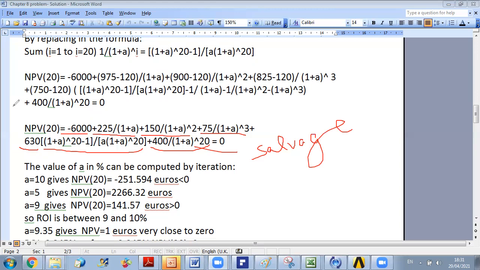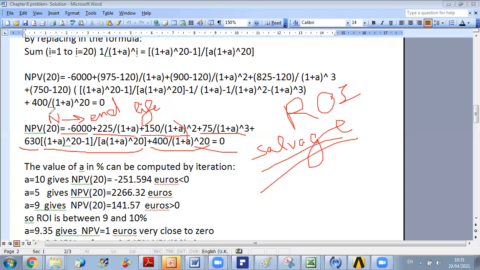So also for the ROI, we include the salvage value? Yes, of course. Because what is the definition of the ROI? The ROI is the value of A for which the net present value at year n, which is at the end of lifetime, is 0. And since you reached the end of life, then you should include the salvage value. Okay? So whenever they ask you for the ROI, you should include the salvage value because you have already reached the end of lifetime.